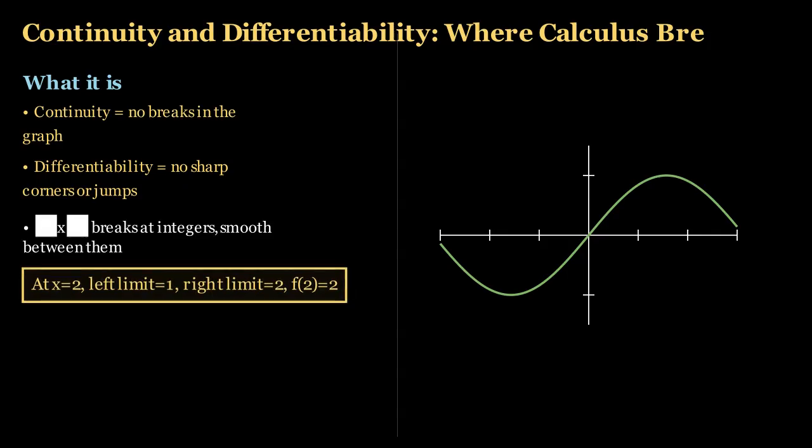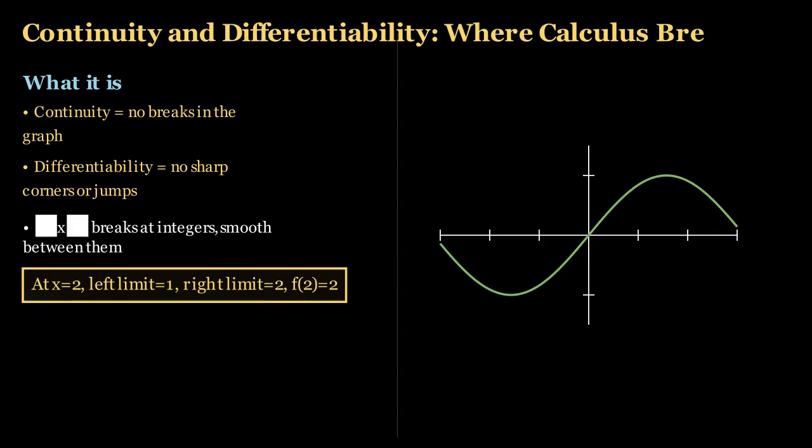Differentiability is a stronger idea. It means the graph is not only unbroken, but also smooth, with no sharp corners or sudden jumps. For our staircase, the flat parts are smooth; in fact, they're perfectly horizontal, but at the integer jumps, the derivative simply doesn't exist. So continuity and differentiability are about where a function behaves nicely and where it doesn't.